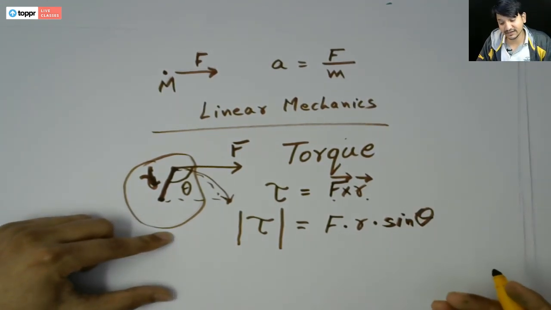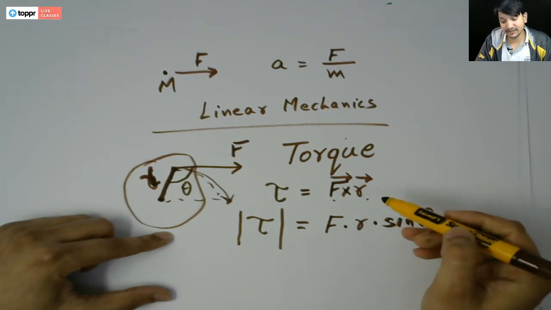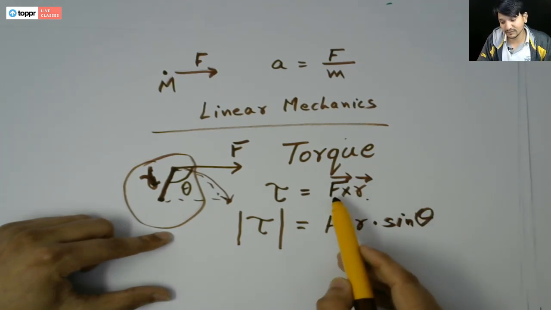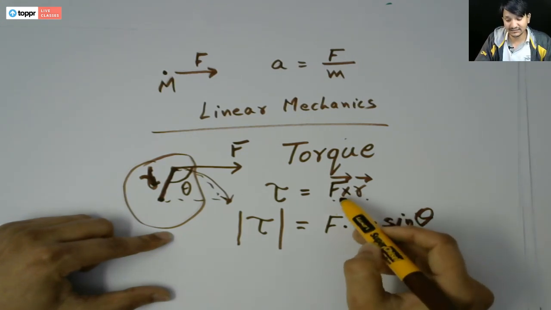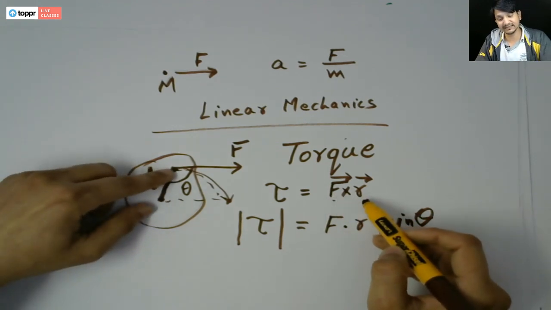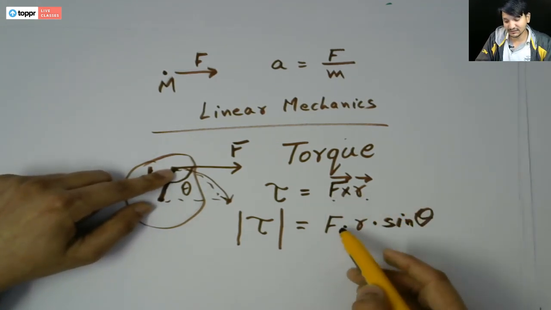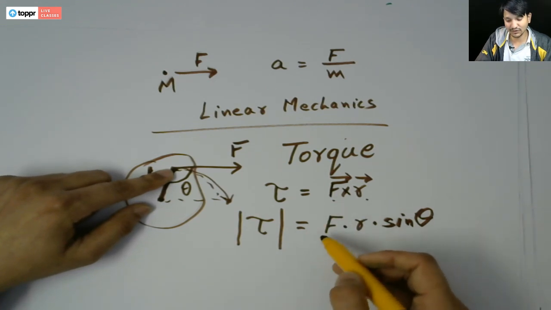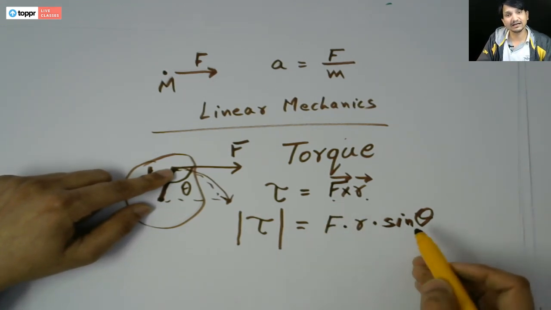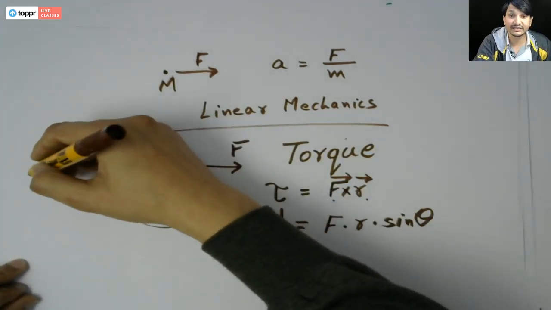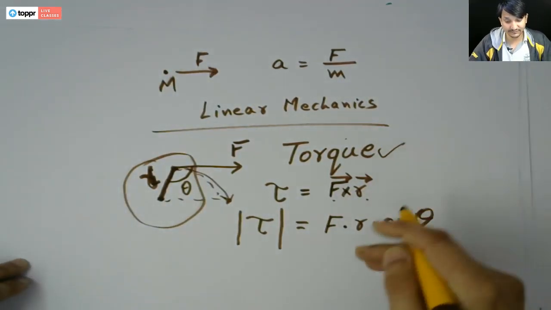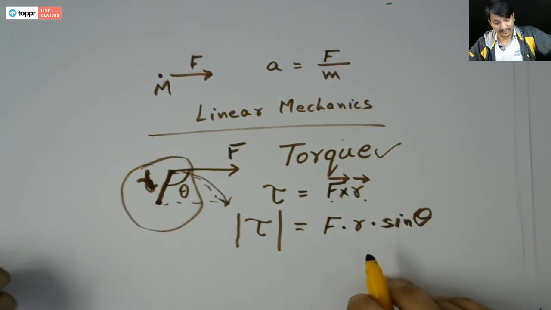The ones who have studied vector multiplication would simply see that the vector multiplication of two vectors a and b would result in ab sine theta, theta being the angle between a and b. Simply f और r के बीच में ये theta angle है, so that's why this whole calculation is going like fr sine theta. So one of the basic concepts related to rotational mechanics is torque. Let us move ahead and learn another.